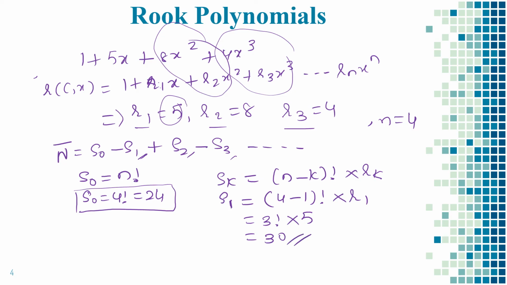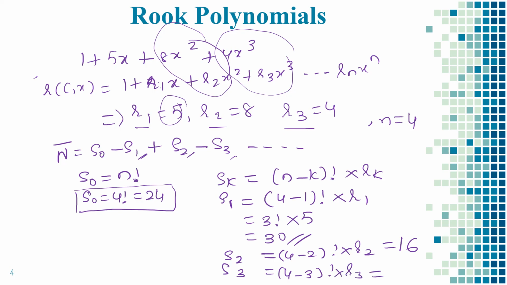So same way if you calculate s2, we will get it as 4 minus 2 factorial into r2. If you substitute, we will get the answer as 16, and same way s3 can be calculated as 4 minus 3 factorial into r3. We know the r3 value is 4. So if you simplify, we will get it as 4.